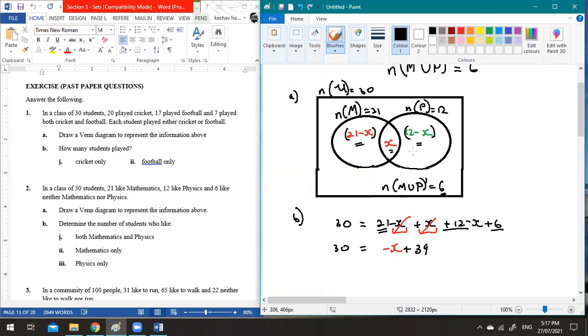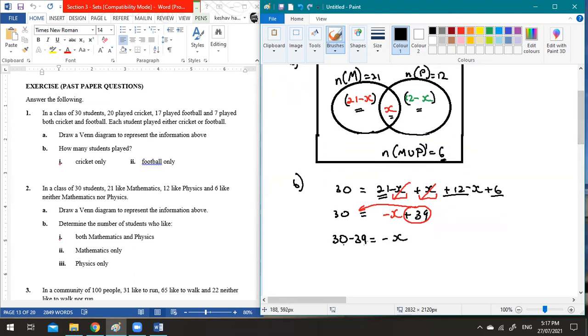Right? And we want to solve for X. So I will carry the 39 across. It will become negative. So 30 minus 39 is equal to negative X. 30 minus 39 is negative 9 because we subtract and keep the sign of the larger number. So 39 minus 30 is 9. The larger number is negative. And bring down the negative X.